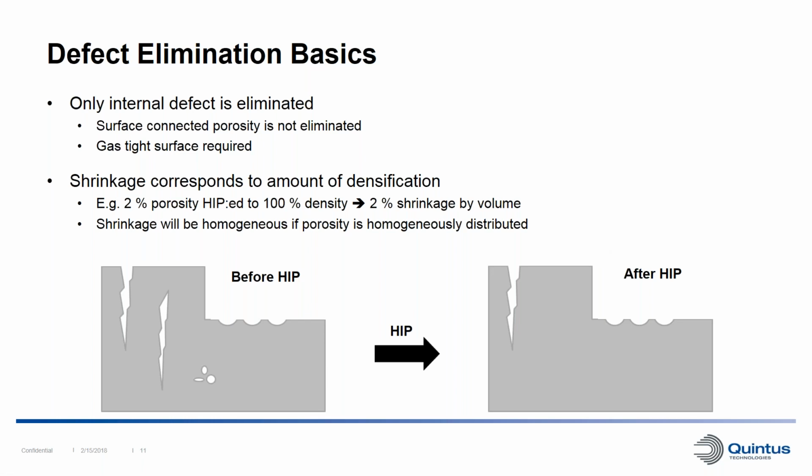The shrinkage in the process corresponds to the amount of densification we have. So for example, if we have a material with 2% porosity in the part and we hip it to 100% density, we will get the 2% shrinkage by volume. And if the porosity is homogeneously distributed in the material, the shrinkage will also be homogeneous all over the part.